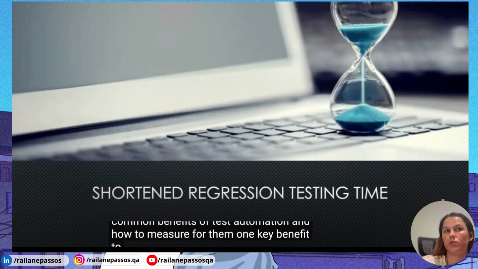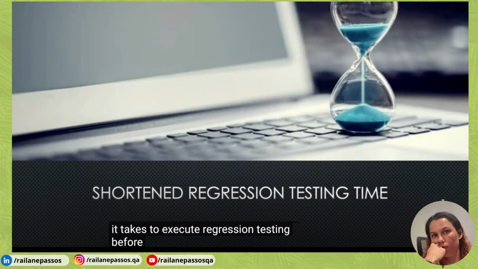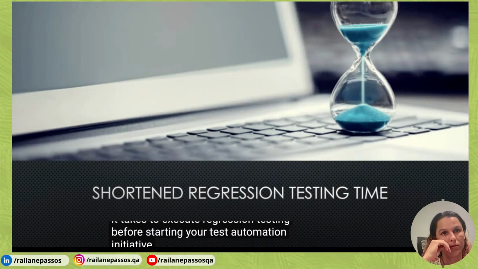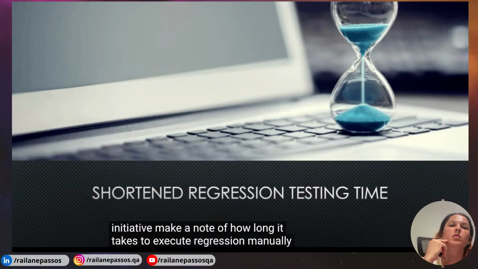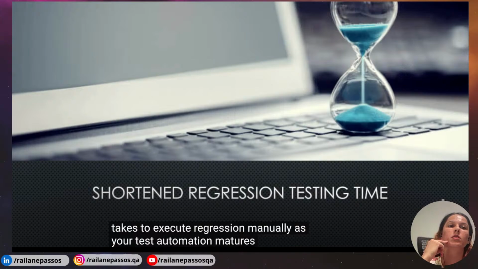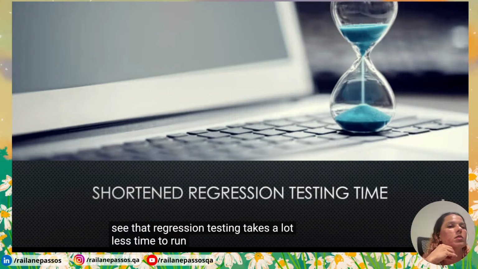One key benefit to test automation is the reduced time it takes to execute regression testing. Before starting your test automation initiative, make a note of how long it takes to execute regression manually. As your test automation matures, you should see that regression testing takes a lot less time to run.